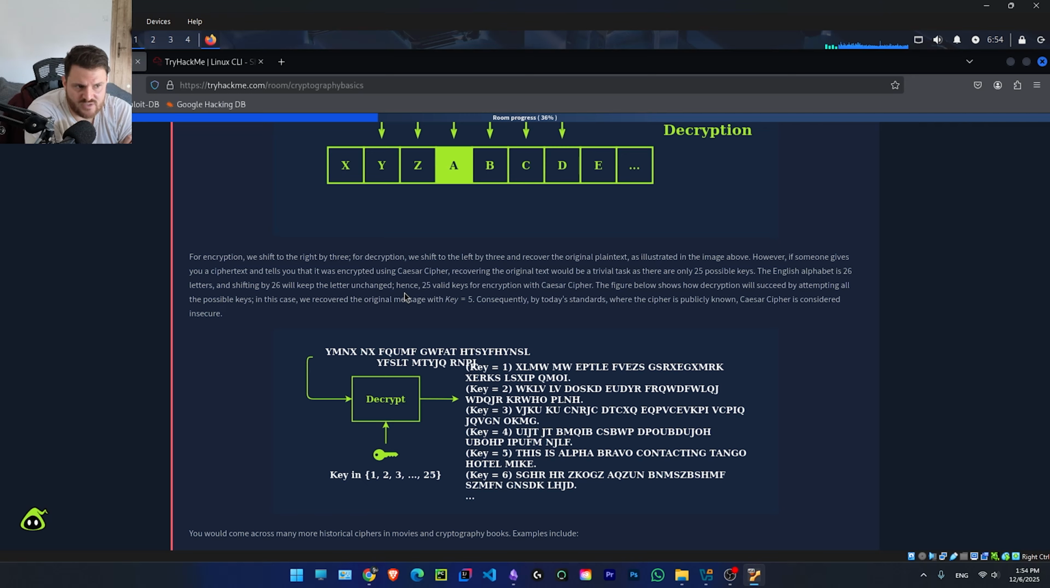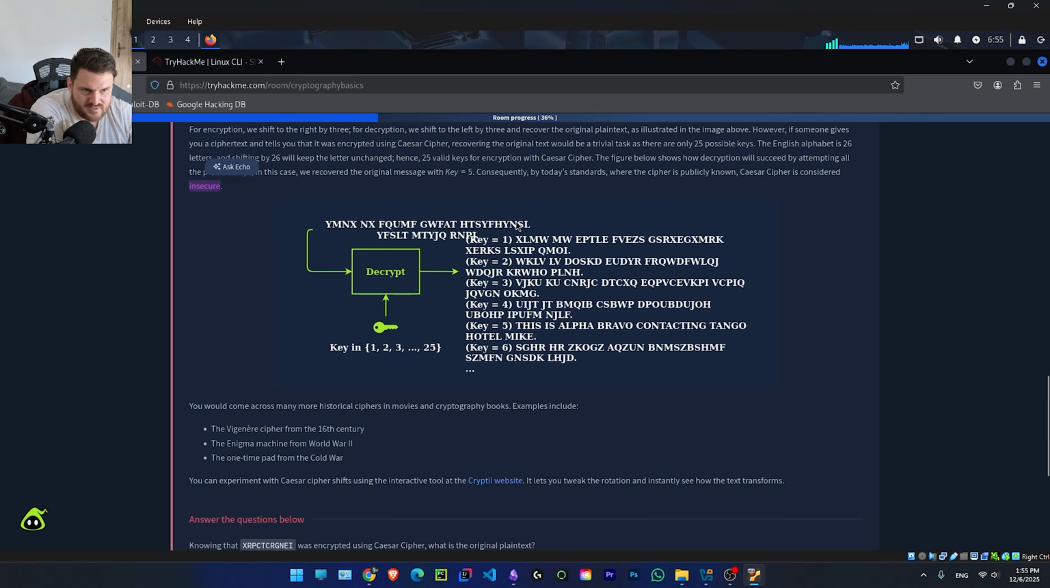However, if someone gives you a ciphertext and tells you that it was encrypted using the Caesar cipher, recovering the original data would be a trivial task, as there are only 25 possible keys. The English alphabet is 26 letters, and shifting by 26 will keep the letter unchanged. Hence, 25 valid keys for encryption with the Caesar cipher. The figure below shows how decryption will succeed by attempting all the possible keys. In this case, we recovered the original message with key number 5. Consequently, by today's standards, where the cipher is publicly known, the Caesar cipher is considered very insecure, obviously.